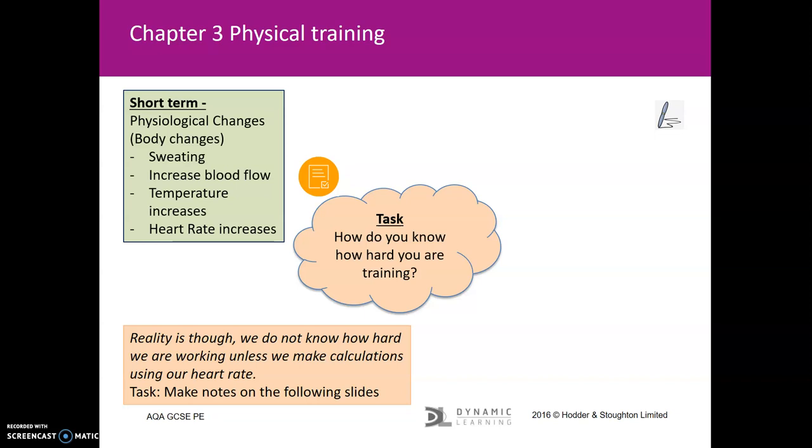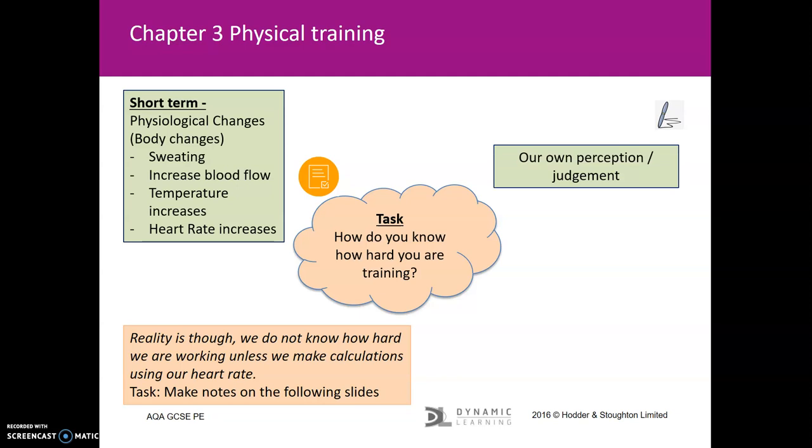Ultimately, we get an increase in blood flow, our body temperature increases, which may be showing signs of us working harder, and ultimately our heart rate increases, so our working heart rate increases, and that's a sign that we know that we're training harder.